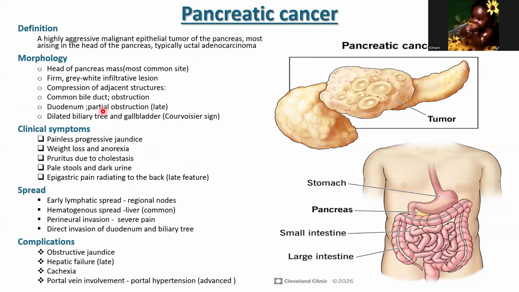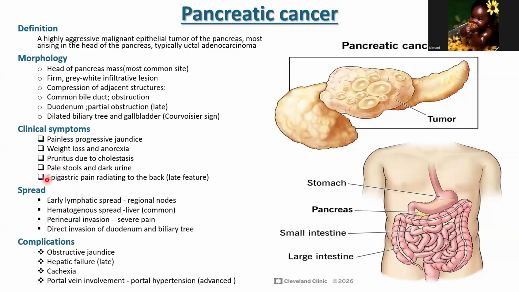For the clinical symptoms: painless progressive jaundice, weight loss and anorexia. Remember these cancer or malignant features. Painless progressive jaundice, weight loss and anorexia, pruritus due to cholestasis, pale stools and dark urine, and epigastric pain radiating to the back, which is a late feature. Those are some of the clinical features of pancreatic cancer.